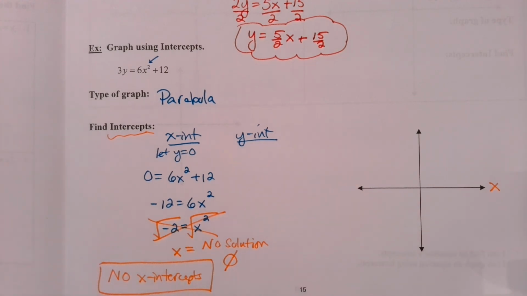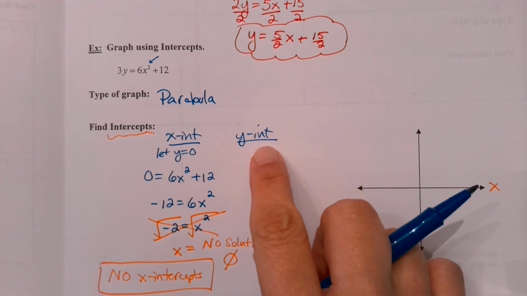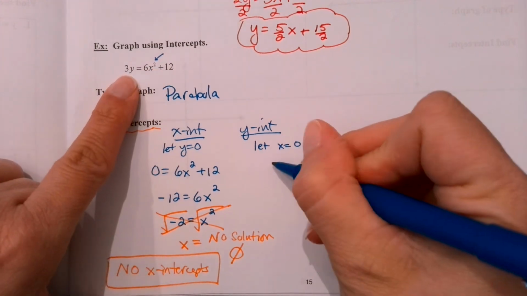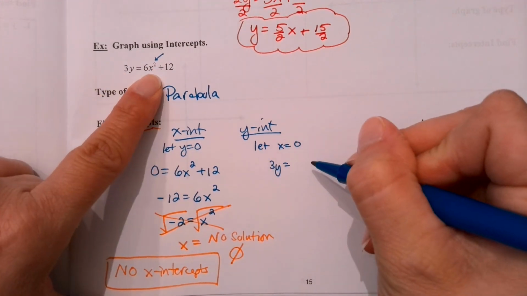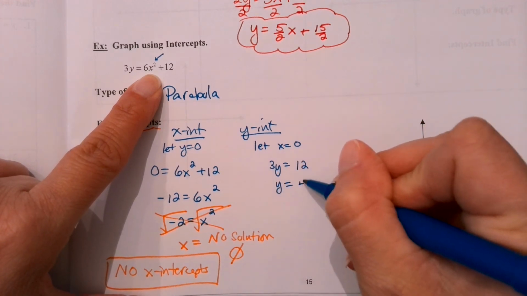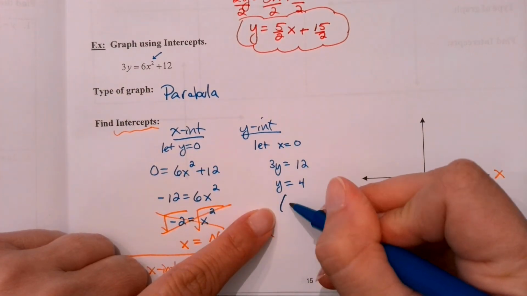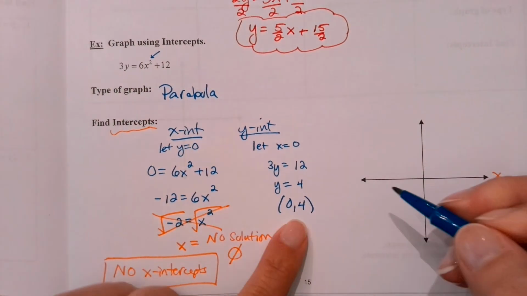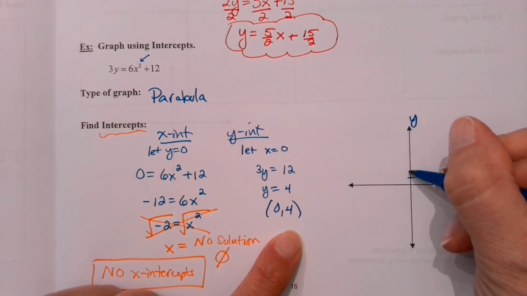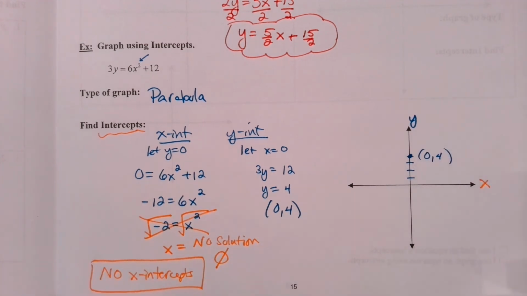Okay, this is going to be fun. Let's go find a y-intercept. To find a y-intercept, we have to let the x number equal 0. So 3y equals nothing, plus 12, y equals 4. Okay, don't say it like that. A y-intercept is a point, so we'll say 0, 4. So does it touch the y-axis? Yes. It touches at 1, 2, 3, 4. I'm going to say that this is the point 0, 4.